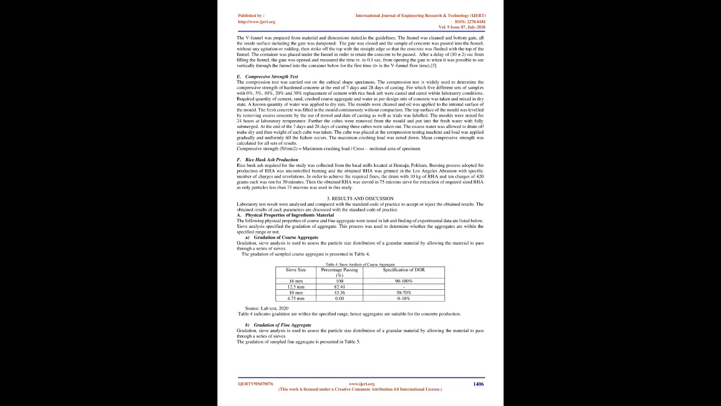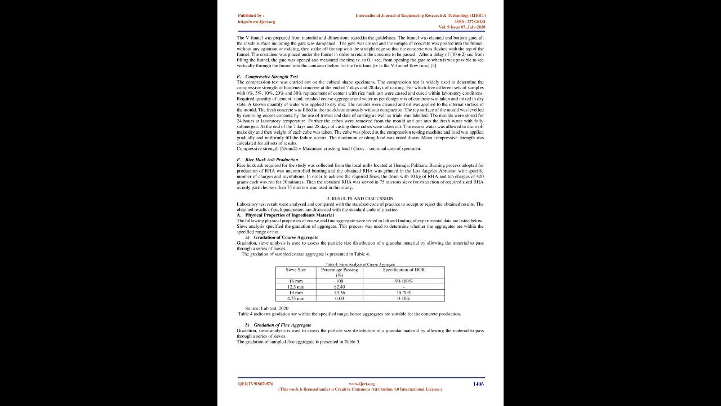Further, the cubes were removed from the mold and put into fresh water, fully submerged. At the end of the 7 days and 28 days of casting, 3 cubes were taken out. The excess water was allowed to drain off, the cubes were made dry, and then the weight of each cube was taken. The cube was placed in the compression testing machine and load was applied gradually and uniformly till failure occurred. The maximum crushing load was noted down. Mean compressive strength was calculated for all sets of results. Compressive strength, N/mm2, equals maximum crushing load divided by cross-sectional area of specimen.